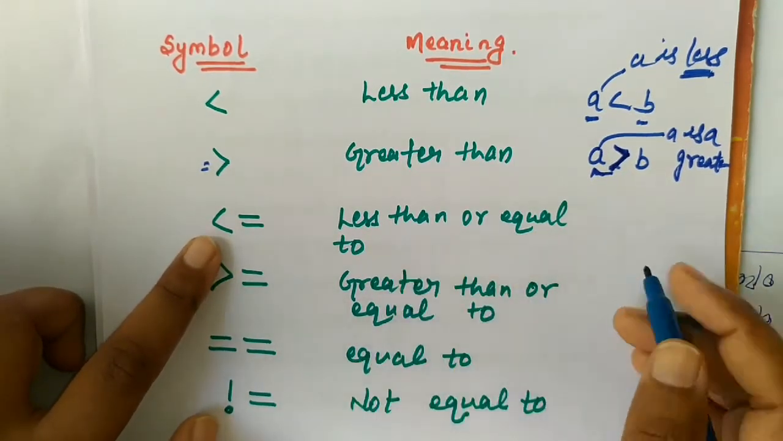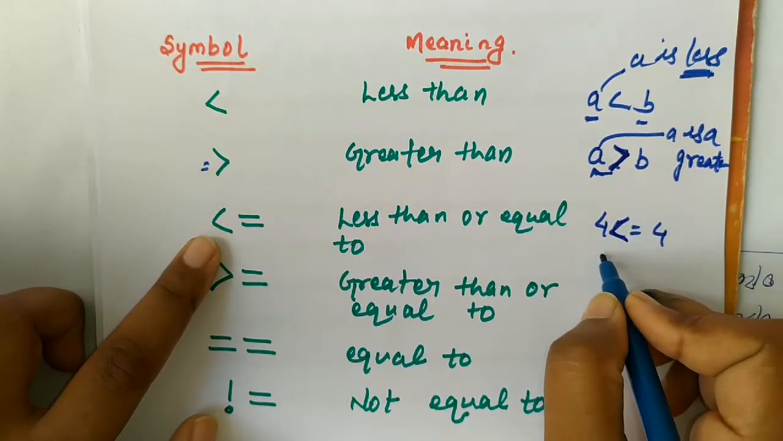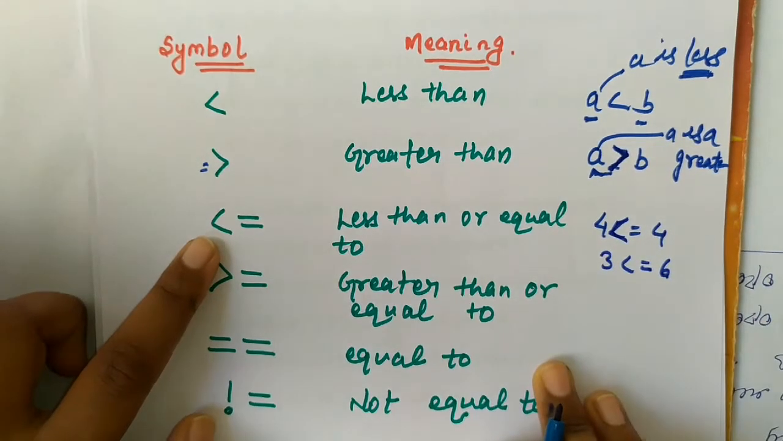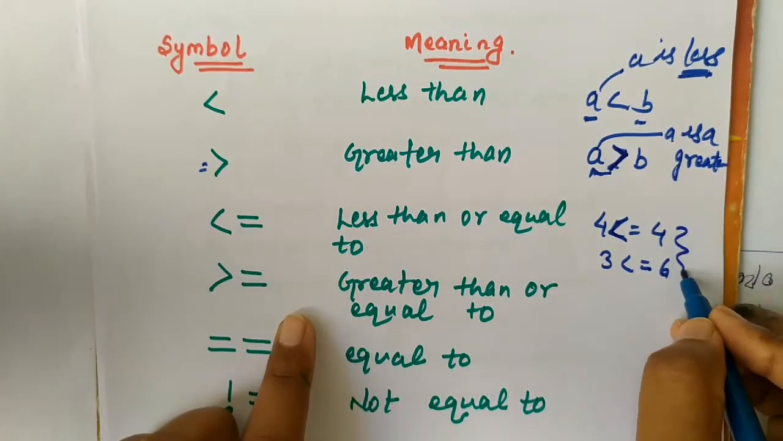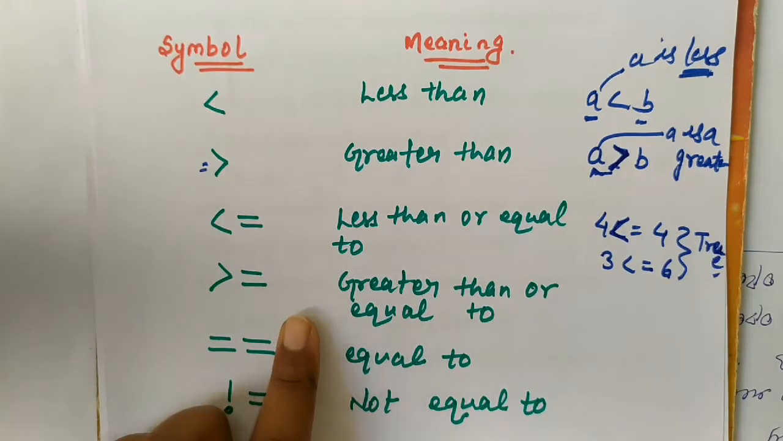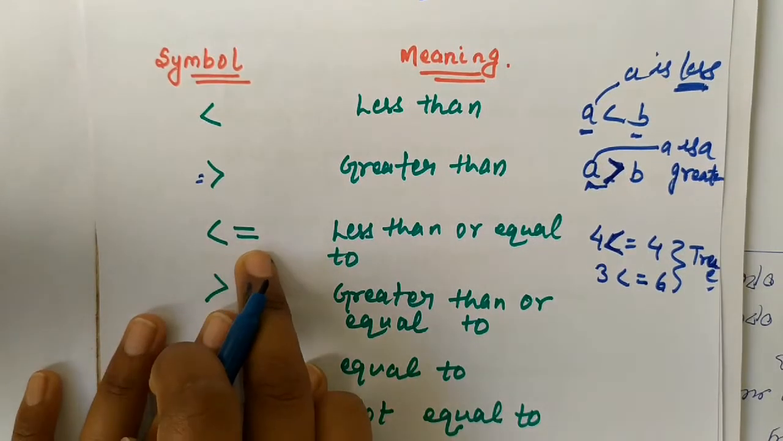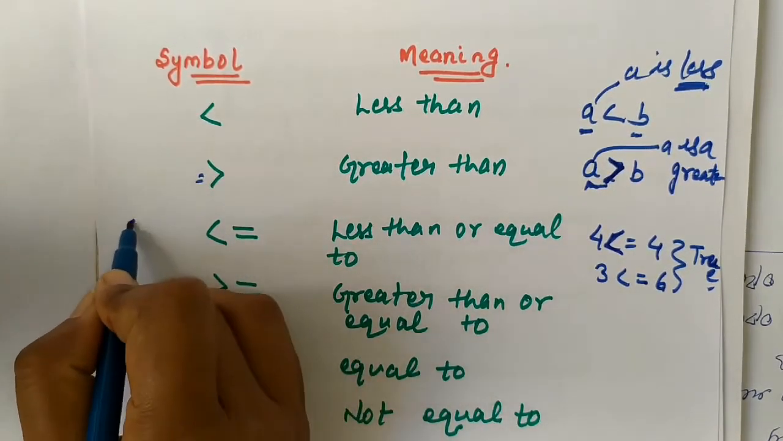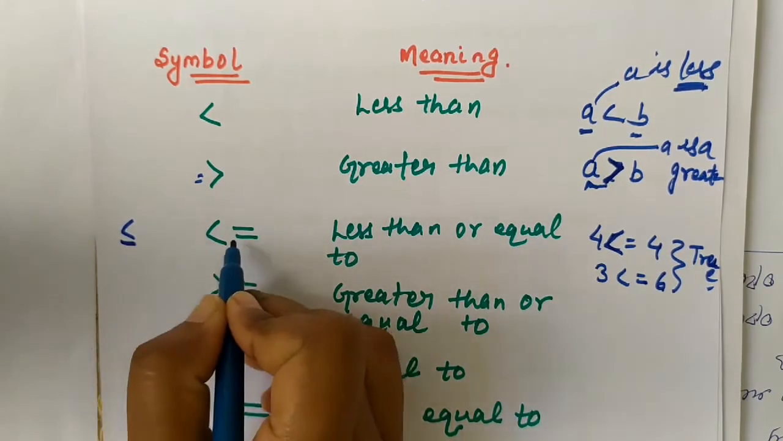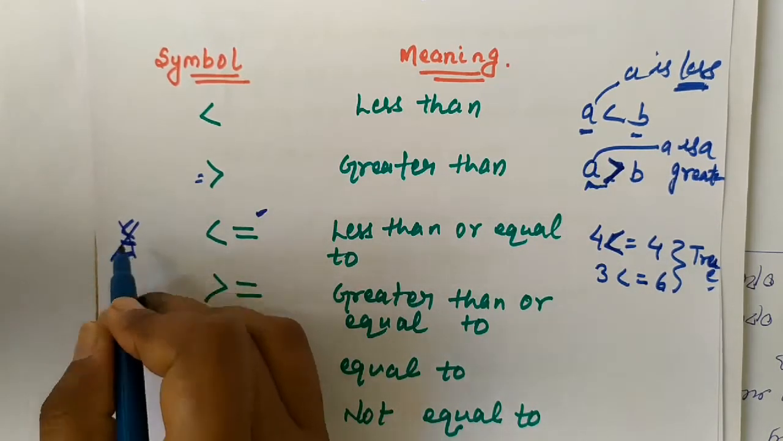Less than or equal to. Suppose I write 4 less than or equal to 4, or 3 less than or equal to 6. What is the meaning of that? Both are true. Why are both true? Because in this relational operator there are two signs, less than and equal to. In mathematics this sign is written in this form, but in a computer I write it in this form. This is the Java symbol. No one uses the mathematical sign for less than or equal to in Java. This is a wrong method.